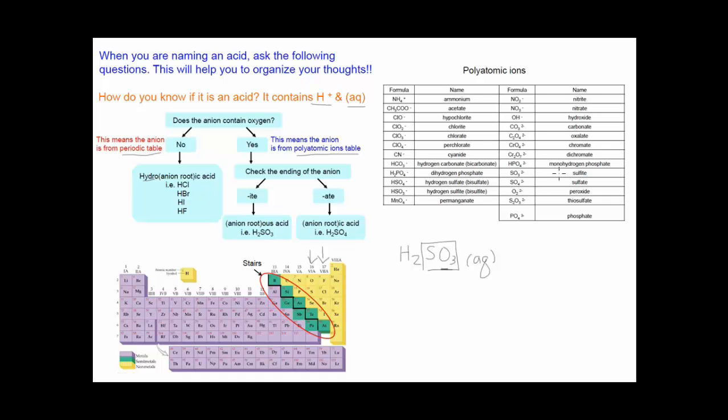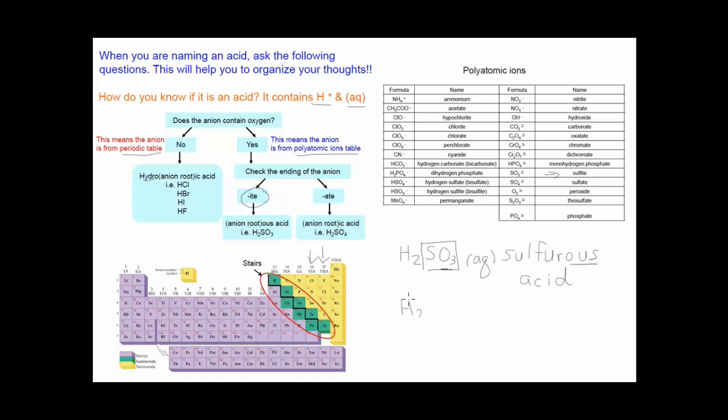SO3 is right here, and it's called sulfite. So it has an ite ending. So if the anion ends with ite, you're going to name it as ous acid. So this one, you're going to say sulfurous acid.